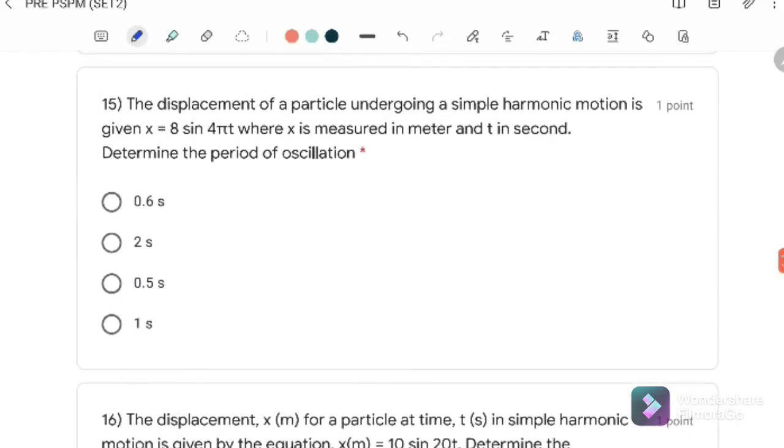Okay, next, questions 15 onwards are from chapter 9. Questions 15, 16, 17, 18: four questions from chapter 9.